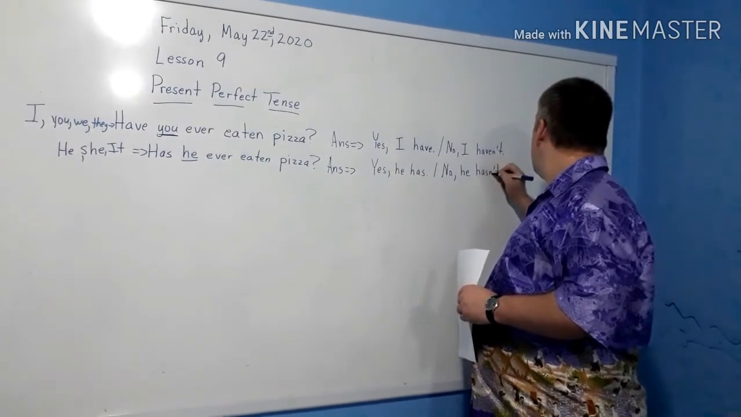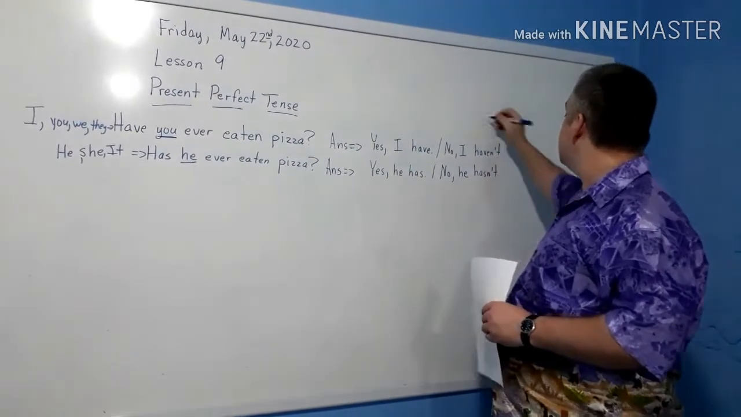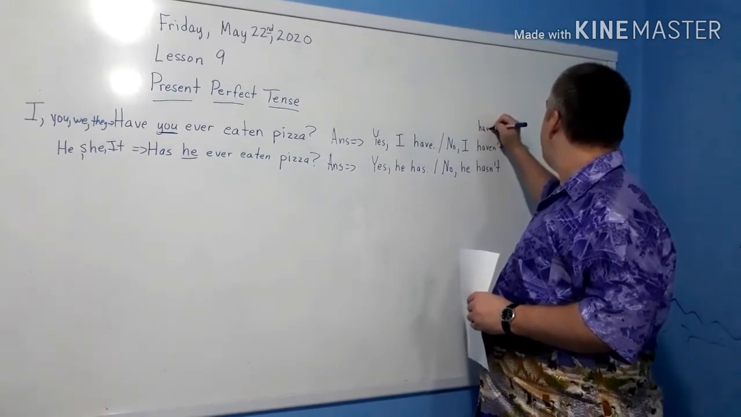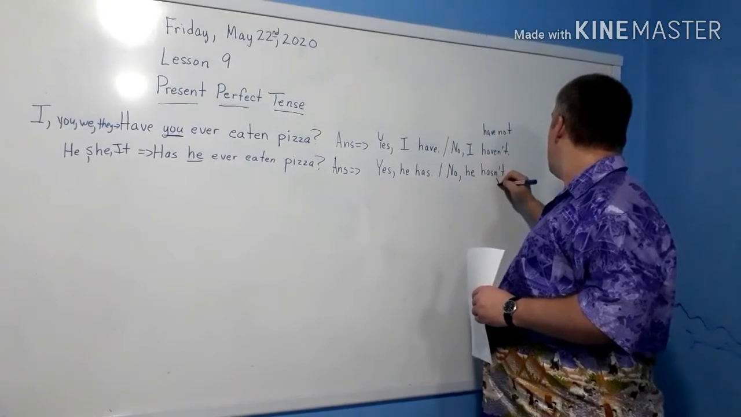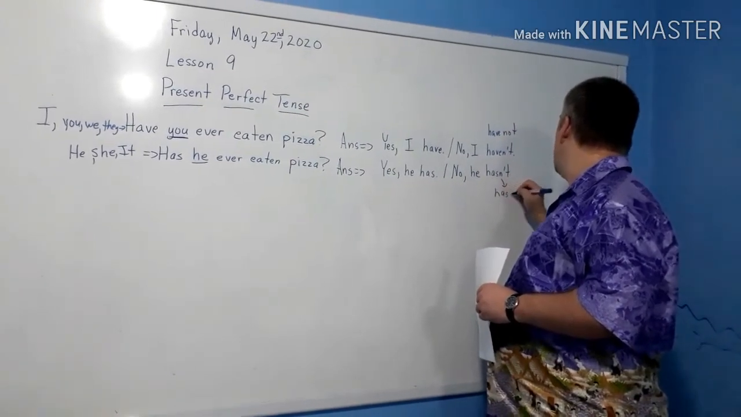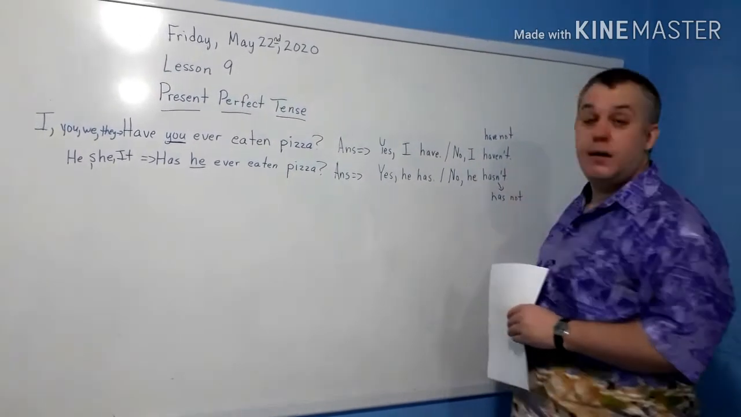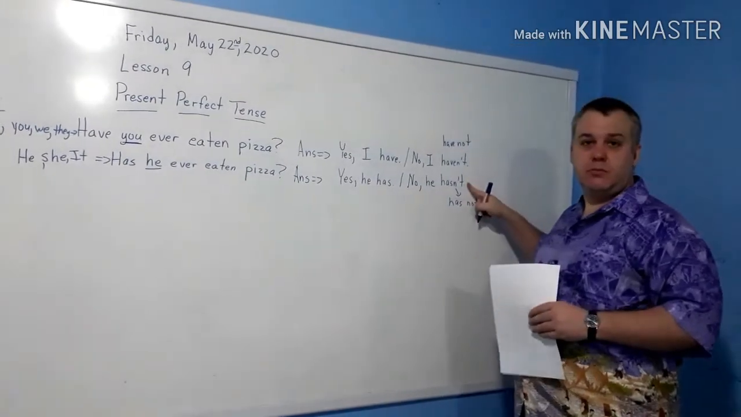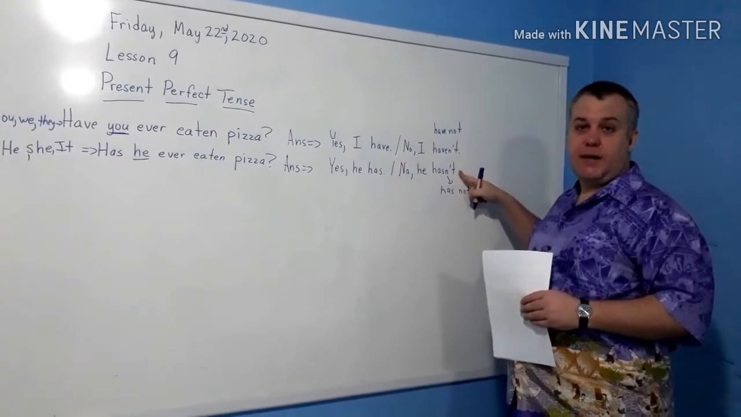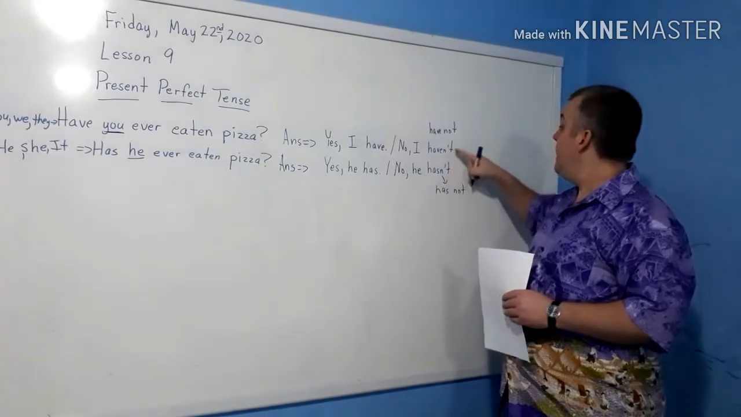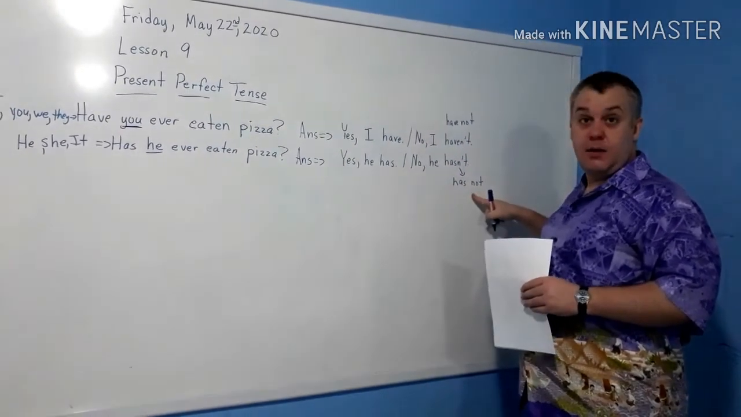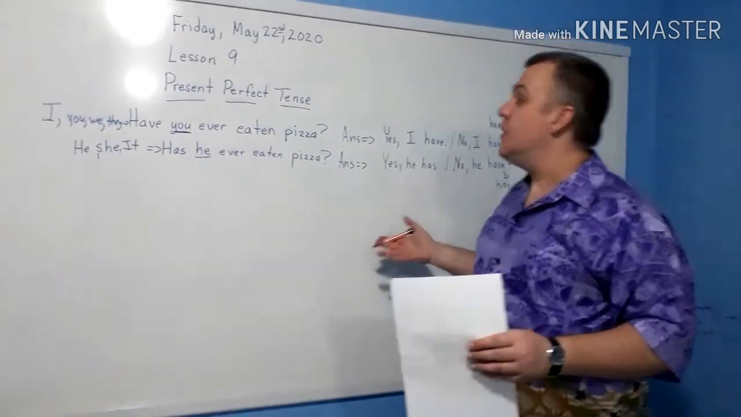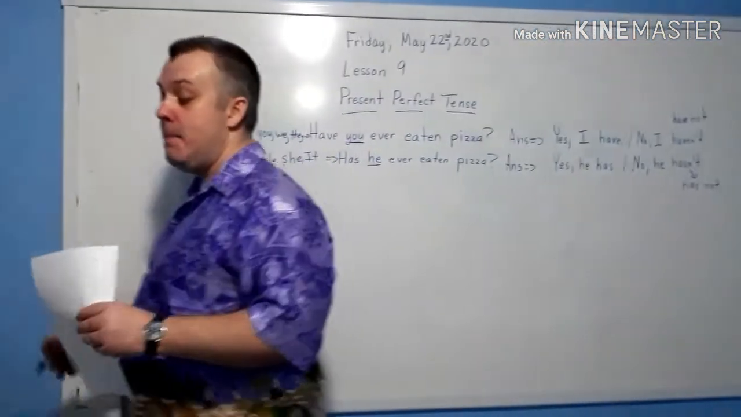Hasn't and haven't are the same as have not or has not. Okay? This is called a contraction. I'm sure you have learned this by now. I hope so. Okay? Haven't and hasn't. Have not, has not. All right, so that's a lot. We've gone through a lot in a short period of time.